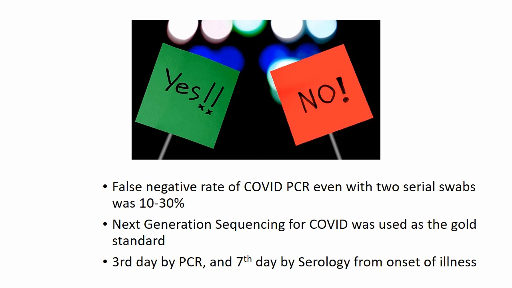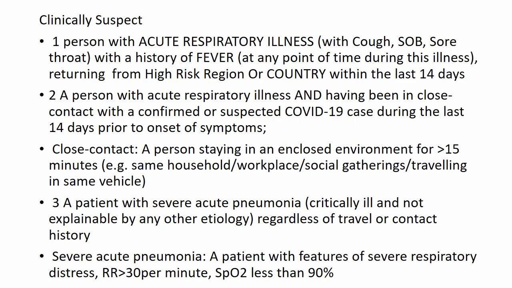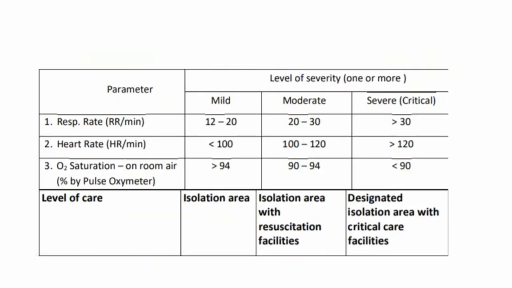Severe acute pneumonia is defined as a patient with features of severe respiratory distress with respiratory rate more than 30 per minute and oxygen saturation less than 90%. This table illustrates the respiratory rates, heart rates, and oxygen saturation and level of care for different levels of severity.